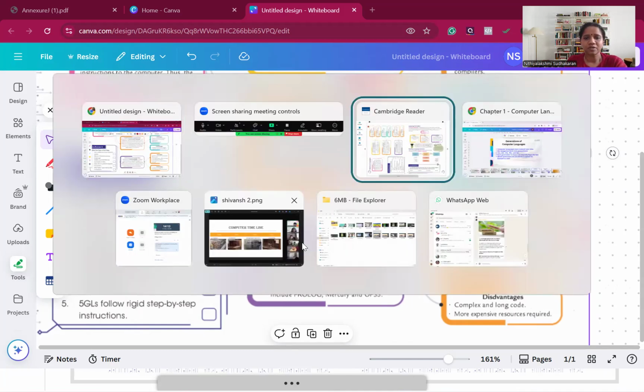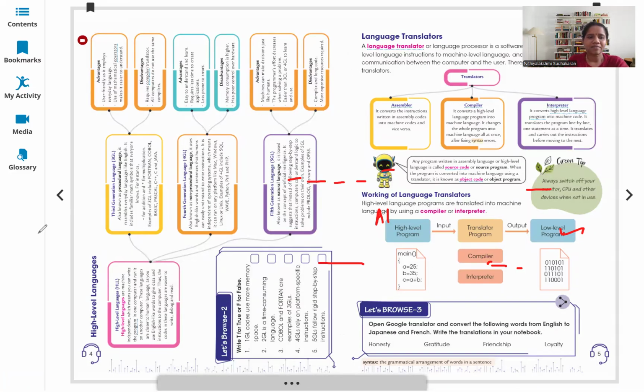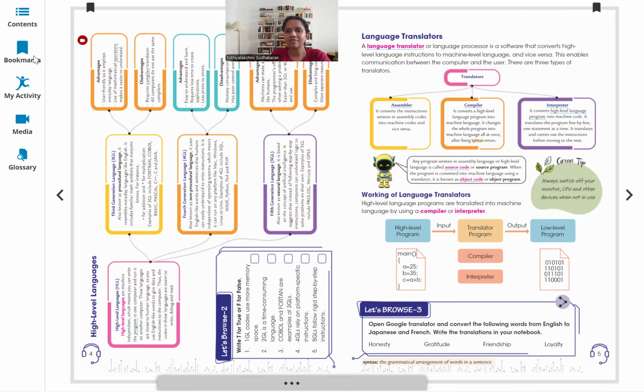Now coming to the translator. What do you mean by language translator? Language translator is nothing but, as I said, Google Translator, we have to convert from a different language, from a foreign language to your own native language. That's a translator. That's the role of a translator. And the language translator is a software that converts high level language instruction to machine language.